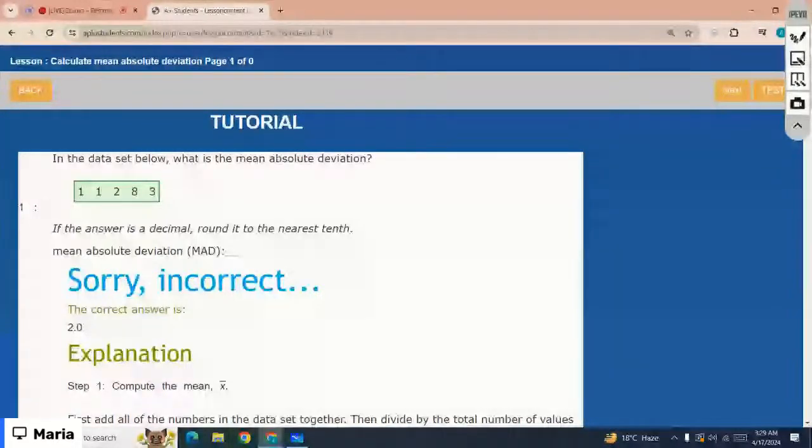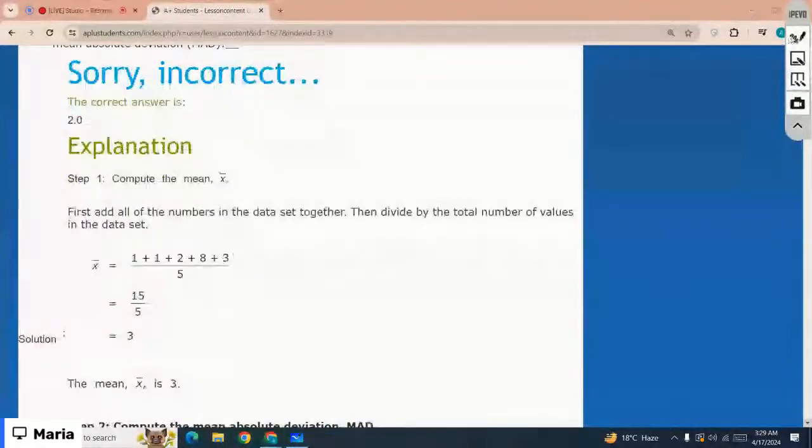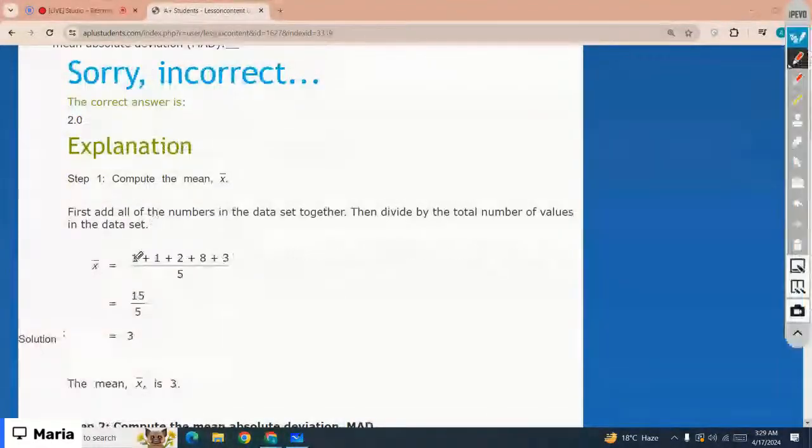The first thing you have to do is calculate the mean, right? For the mean, you have to add them all and divide by 5 because there are 5 numbers. You have to do 1 plus 1 plus 2 plus 8 plus 3 divided by 5. That is 15 divided by 5, which is 3. That means the mean is 3, right?